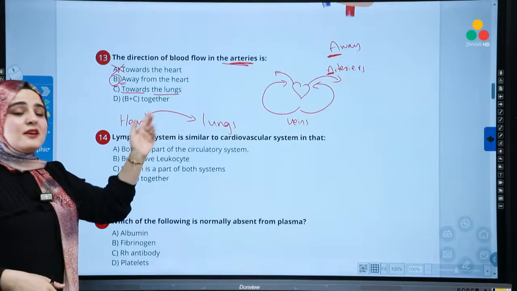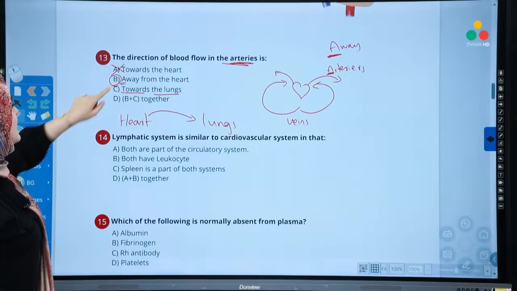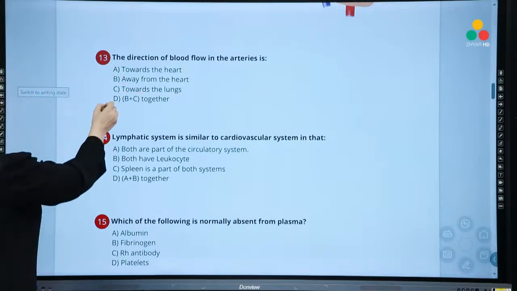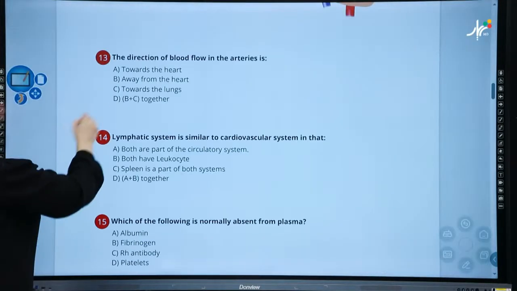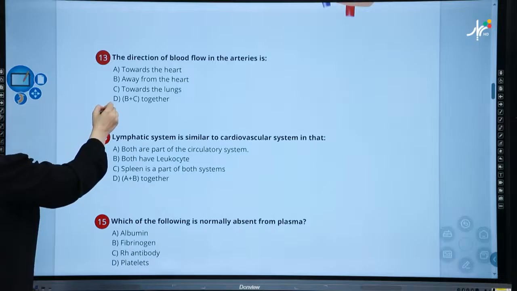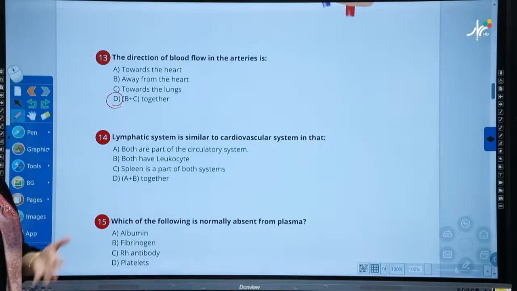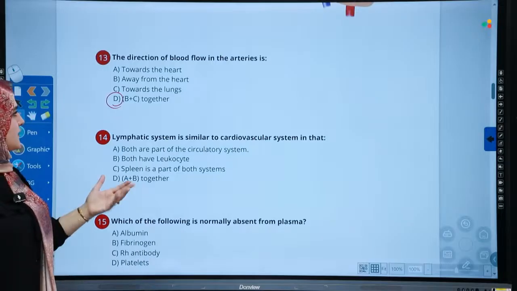It looked easy, but it had a twist. So B and C together are the correct answer. See? Okay. This one is the correct answer. Yeah, let's choose it. Good. Good. We're doing great. Question 14.